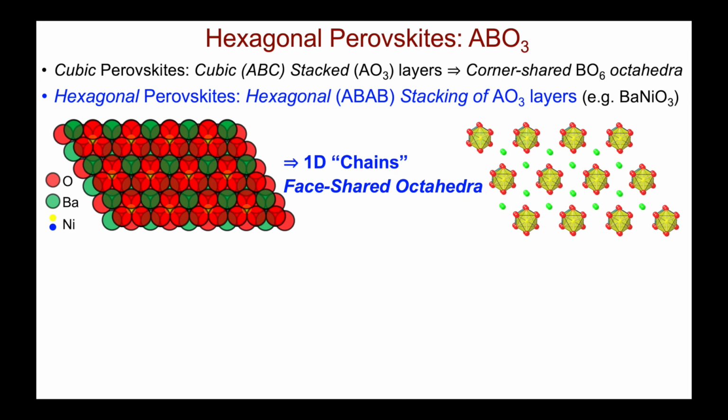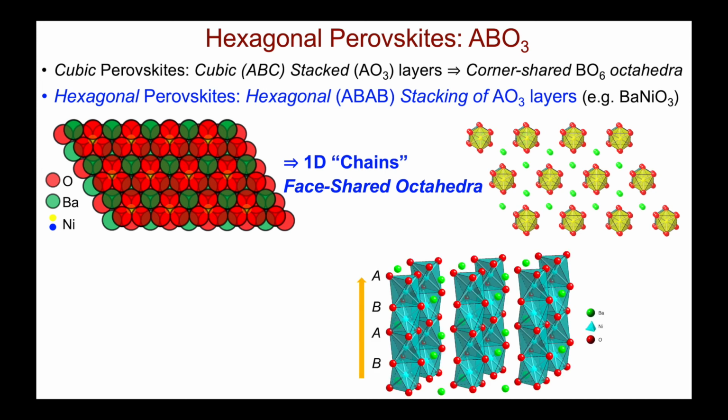These face-shared chains are clarified in this view perpendicular to the close-packed layers, where we can see the stacking arrangement, AB, AB, and also the face sharing of the octahedra along these chains. Because of the face sharing, it is not possible to tilt the octahedra as we could before when they were corner shared in a cubic perovskite.